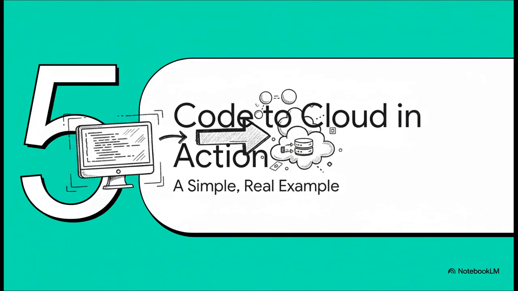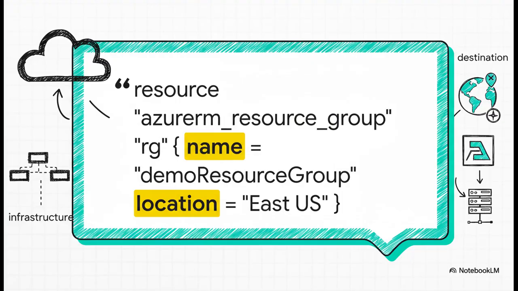We're going to take a simple piece of code and watch it become a real, live thing out in the cloud. So take a look at this. This is it. This is a Terraform blueprint. The language is called HCL, and it's designed to be super easy for people to read. See how clean that is? It's not complicated. It's just a declaration. We're saying, hey, I want a resource group in Azure, I want it named Demo Resource Group, and I want it in the East US region.